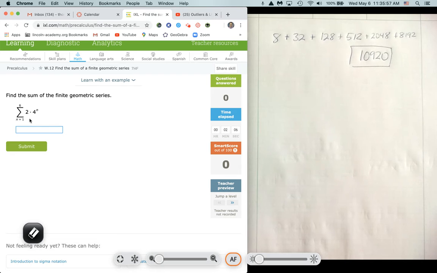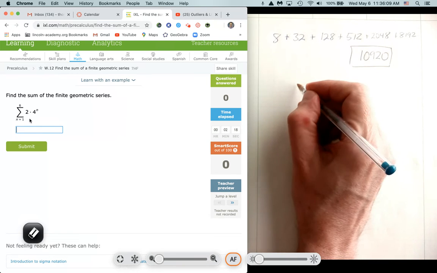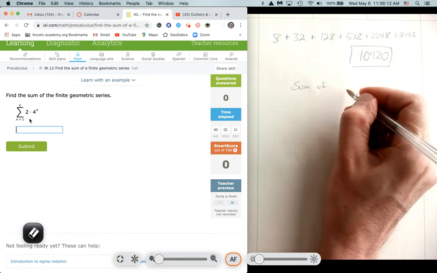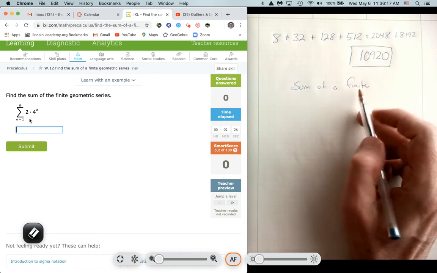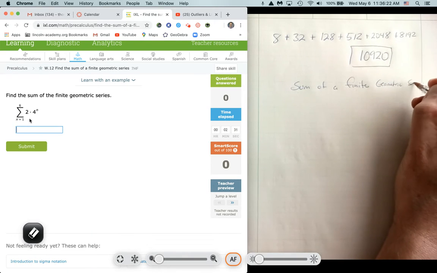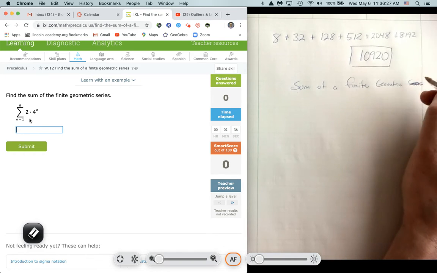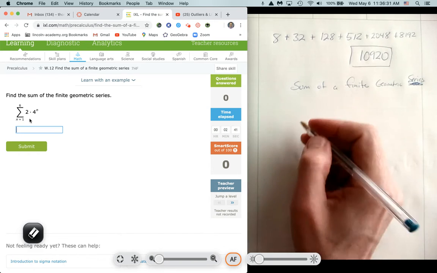So there is a formula, which in later years you will learn to actually derive in higher mathematics. But in this lesson, in this year, I'm just going to give you the formula. So to find the sum of a finite, meaning there's a finite number of terms, finite geometric series, I should learn to spell correctly, is this.